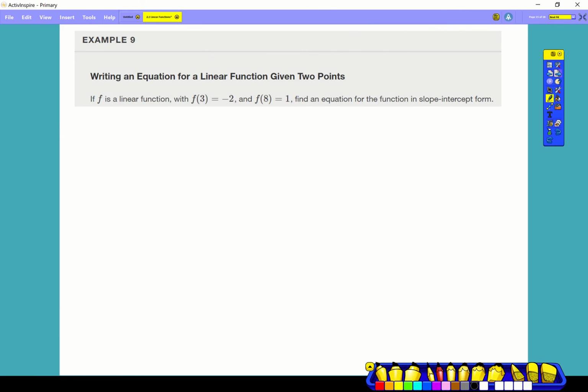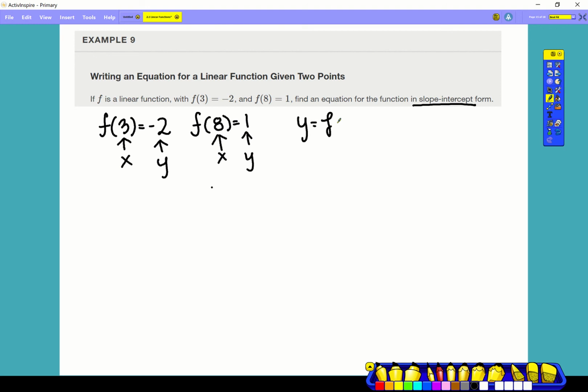So writing an equation for a linear function given 2 points. Notice it wants slope-intercept. So f of 3 equals -2, and f of 8 equals 1. Now, we actually do have points in here. This is x, this is y, this is x, this is y, and that is because remember that y equals f of x. So we have 3, -2, and 8, 1.